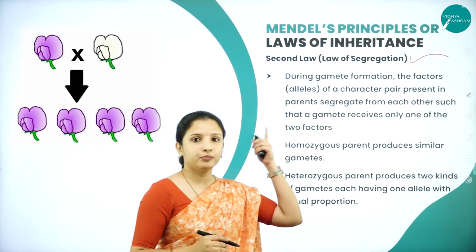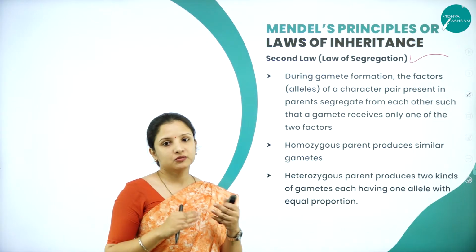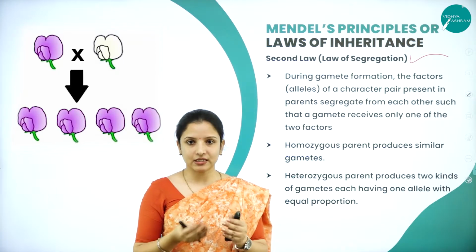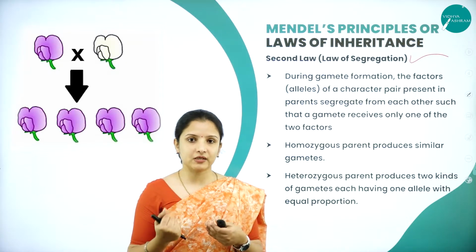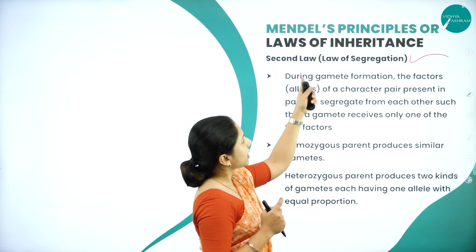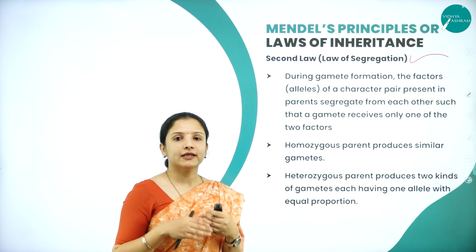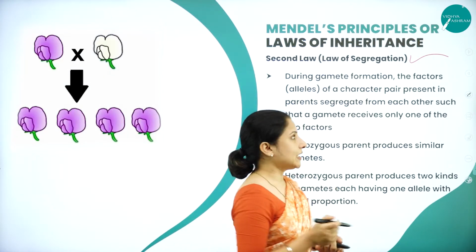So how did Mendel put forth these two laws? It is based on the experiments that he conducted, which you studied in the previous session. So here, the second law is also called the law of segregation.